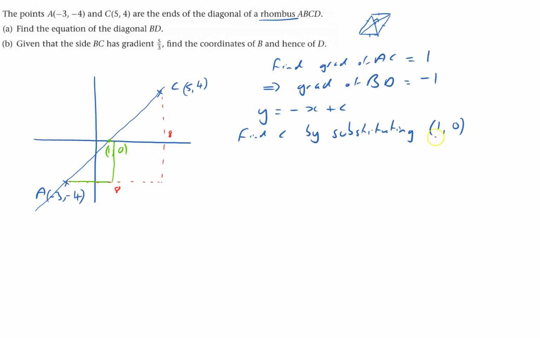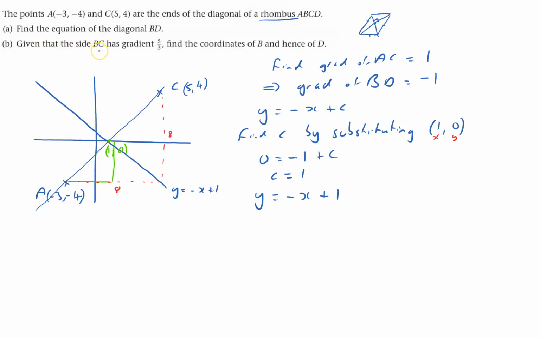So I've got to substitute in 1, 0. As always, I like putting on which one's x and which one's y. Y is 0, so 0 equals negative x, which is 1, plus c, so c equals 1. So I get y equals -x plus 1, and that's the first part of it. And now, that's the first part done.